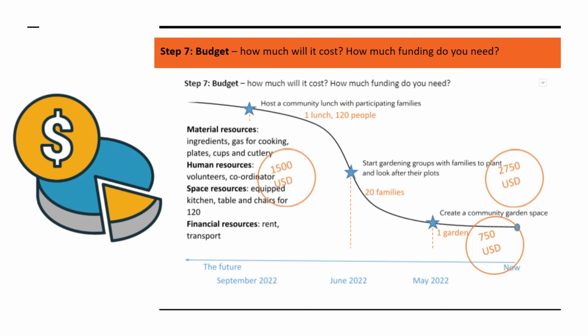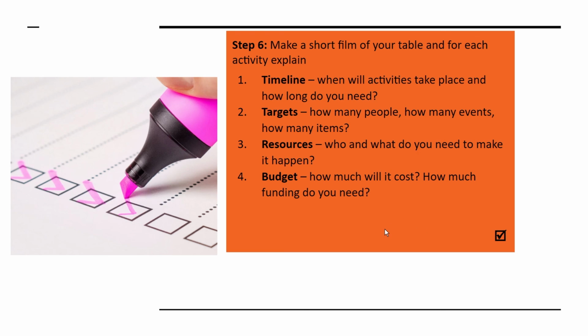Now it is time to share your project with us. Using your mobile phone, film the table you have created and talk us through what you have defined and planned. Work through each activity detailing the timeline, targets, resources, and budget. Make sure you speak clearly and add any extra details that you think are important.